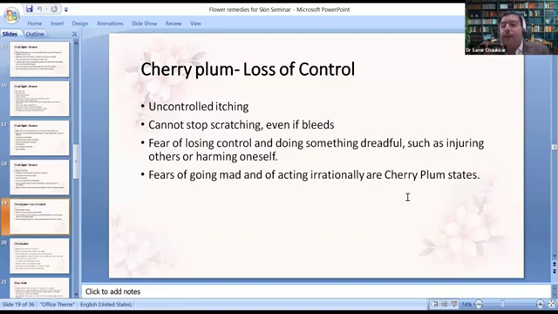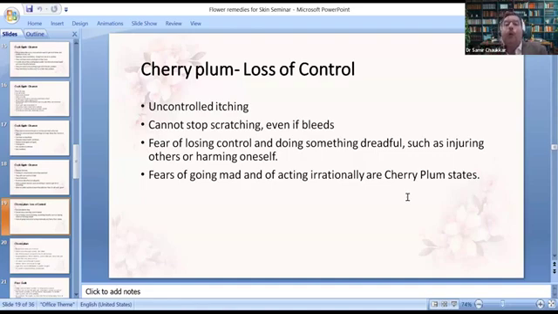Now remember, this is not a symptom of cherry plum. Cherry plum is about uncontrolled emotions, fear of going mad, fear of uncontrolled emotions. I cannot control myself. But we are trying to apply this into physical problems where you cannot control. So, lack of control is cherry plum. It's not the itching that is cherry plum, but the lack of control; we are taking this symptom in the form of itching. Okay.